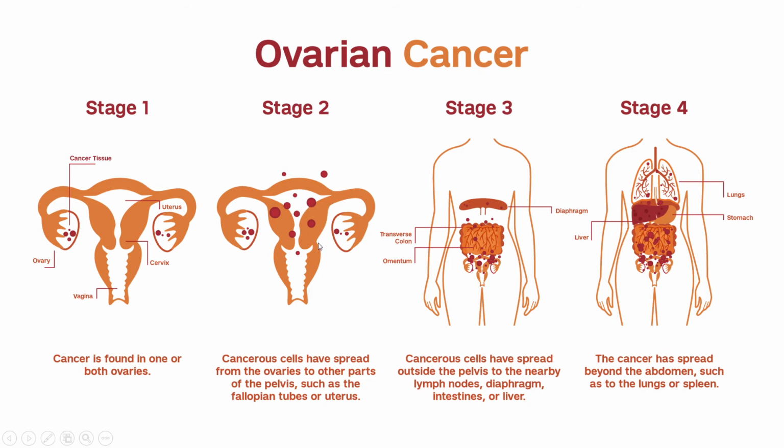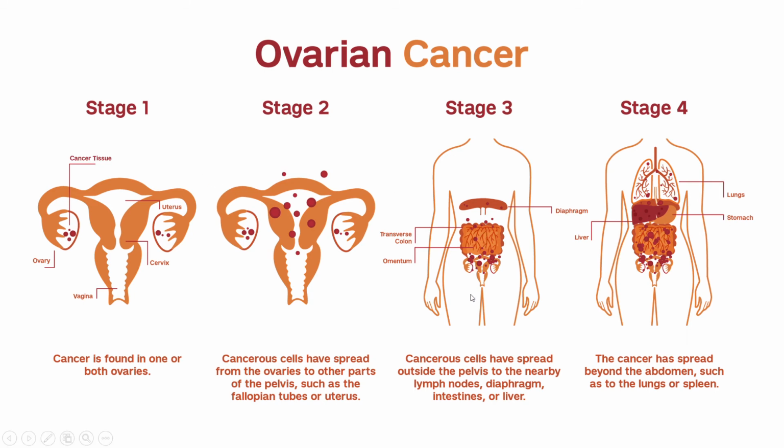And now we discuss stage 3. In stage 3 the cancer cells have spread outside the pelvis to the nearby lymph nodes, diaphragm and intestine, or to the liver. So it means it is all about the malignant tumor. It is not about the benign tumor, because I told you a benign tumor does not spread from one place to another. So it is spreading from one place to another.